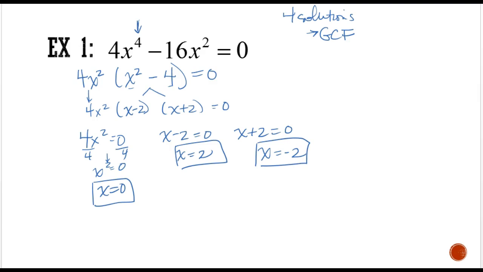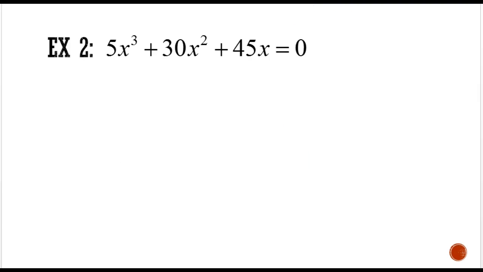So back to the beginning, we said there's 4 solutions. Here's 1, 2, 3, 4. This is a double root. Not that you have to know that, but I know it's double because there was an x squared in it to begin with in this part of it. All right, let's try another one.